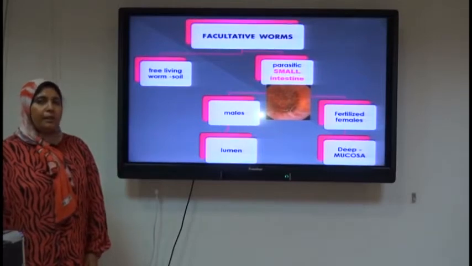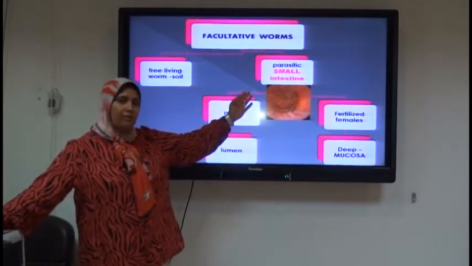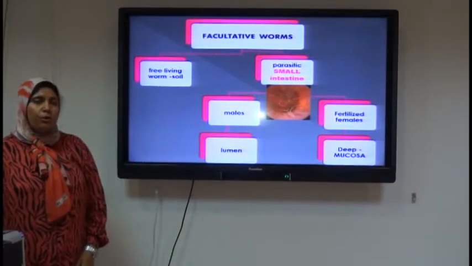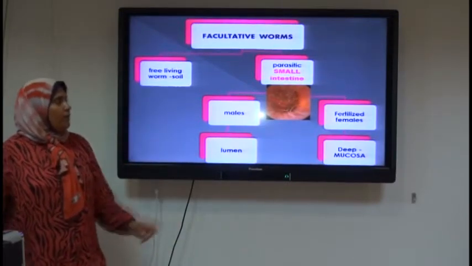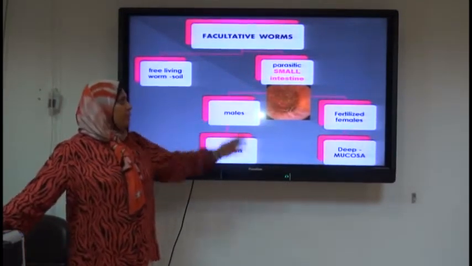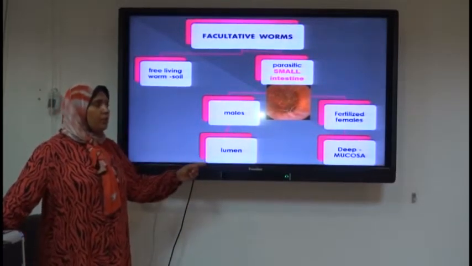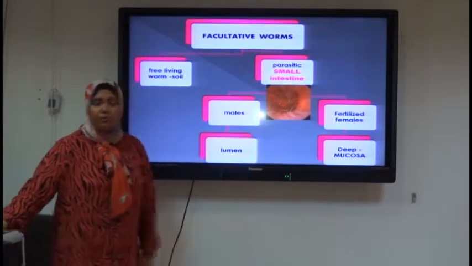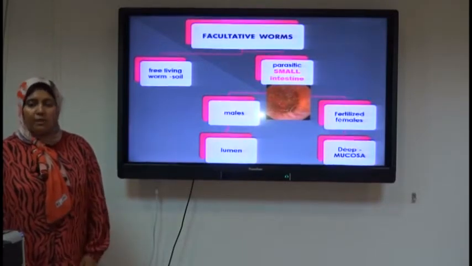It can either lead this free living phase or this parasitic phase, or alternate between both of them according to the environmental conditions. Once inside the man, in the small intestine, the male inhabits the lumen of the small intestine, whereas the female hides itself deeply in the mucosa so that it can be protected and it can produce its eggs.